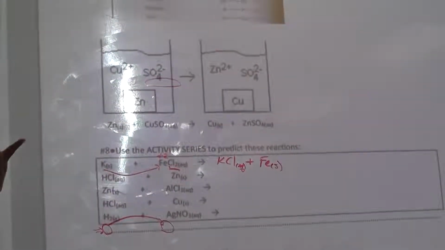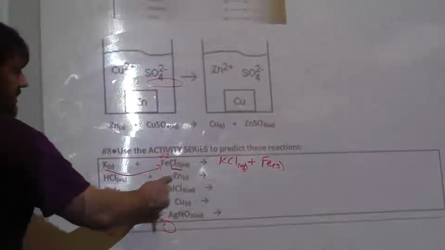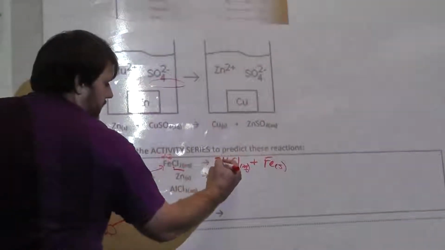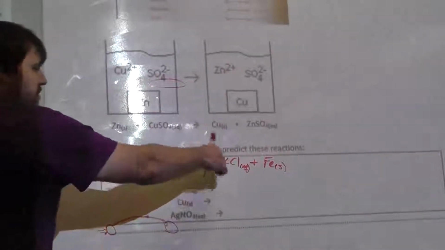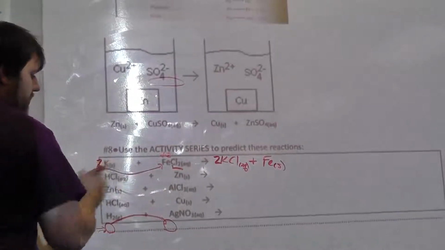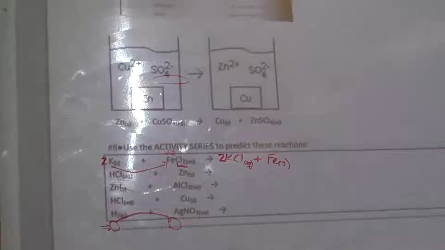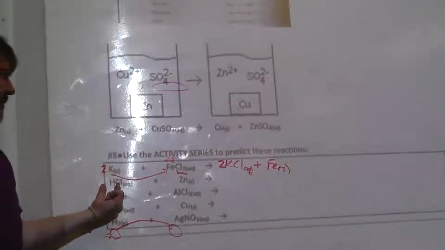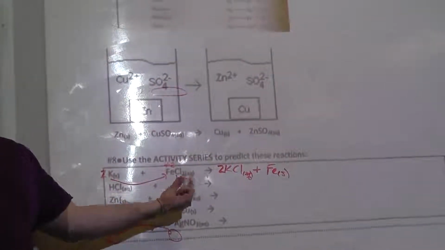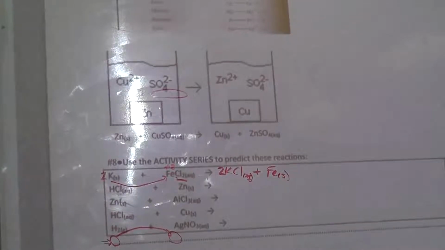Now we need to balance this. So 2 chlorides here, we need 2 chlorides there. That gives us 2 potassiums and 2 chlorides, so we need a 2 in front of potassium here. This reaction will happen because you have a metal that's displacing the metal there, which is more active.